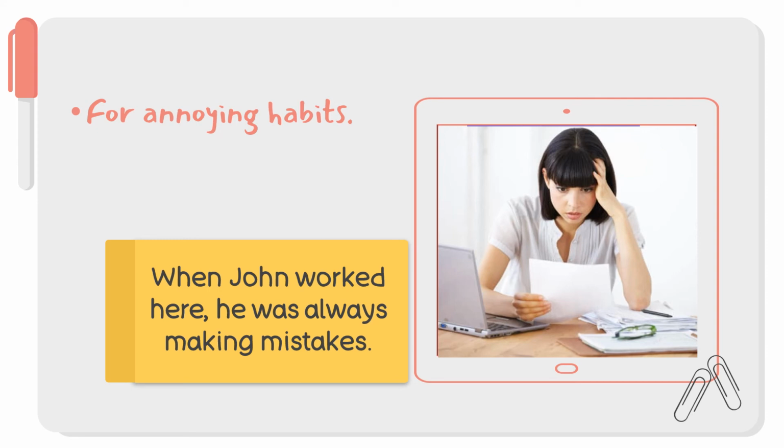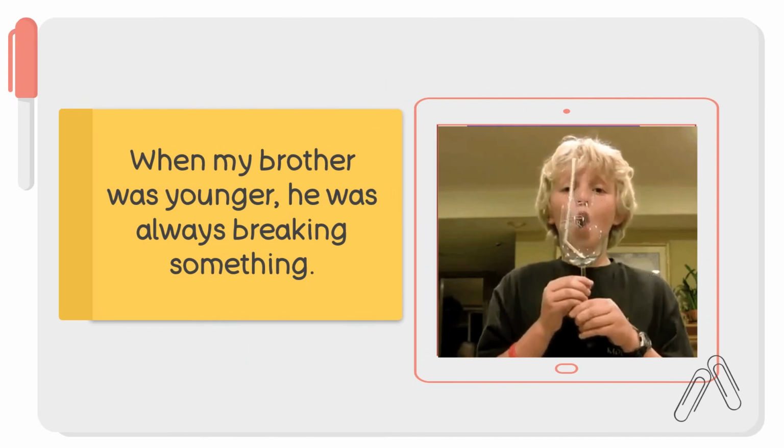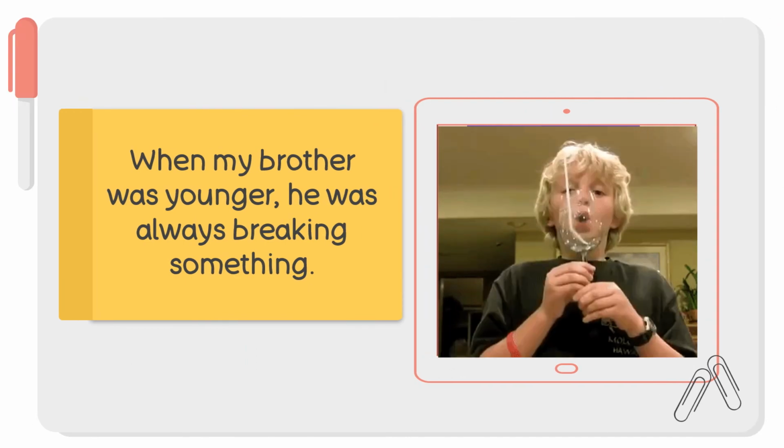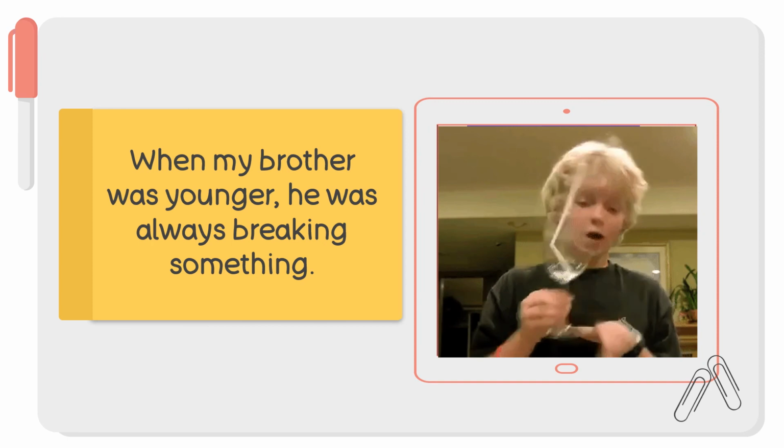For annoying habits, this use is similar to that of the present continuous. Typical adverbials are always and continually. When John worked here, he was always making mistakes. When my brother was younger, he was always breaking something.